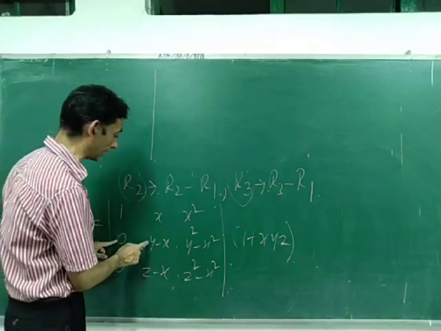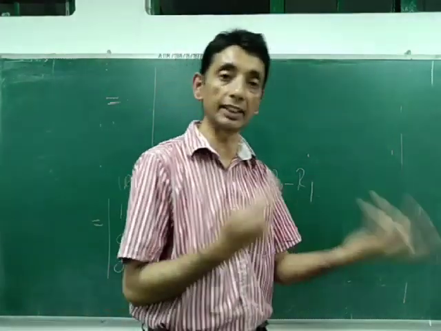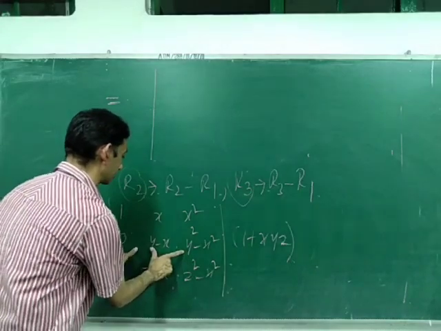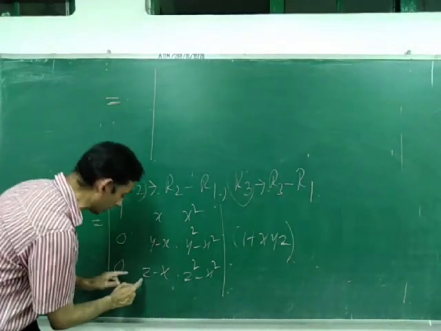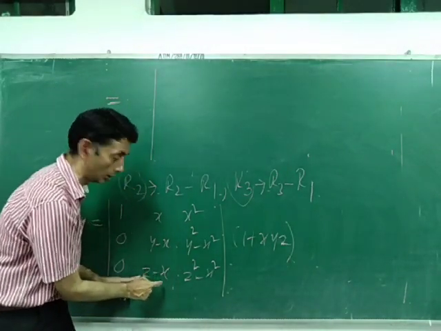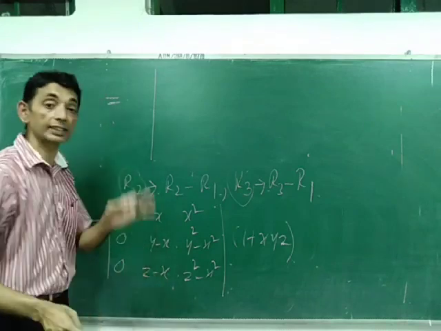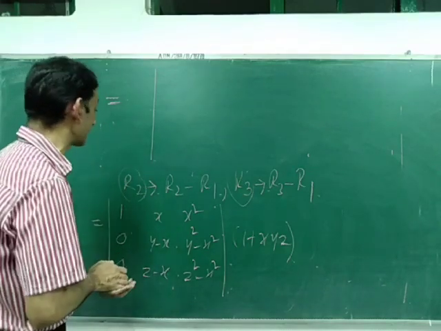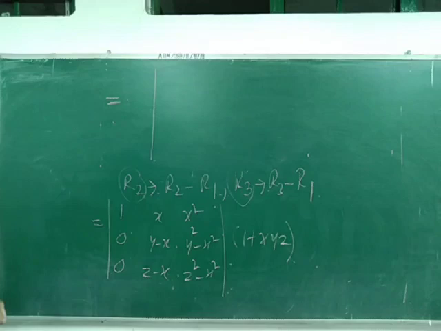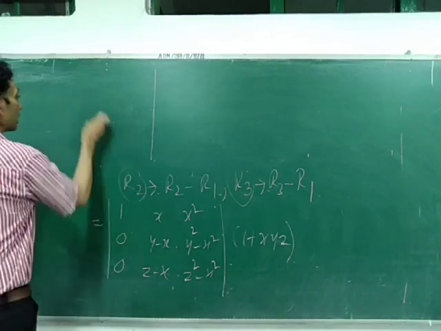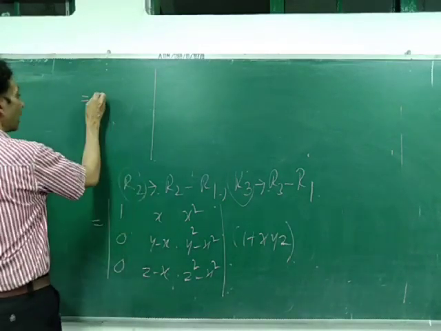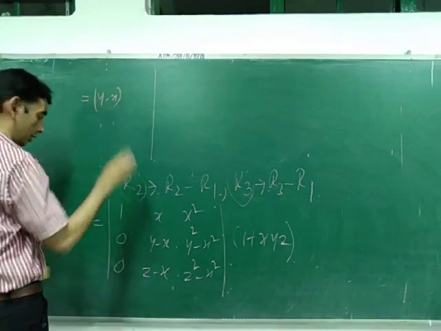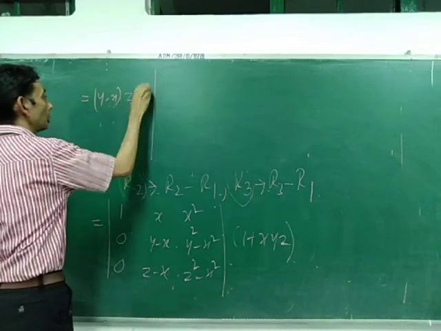When a factor is common in a row, you can take it out. So obviously we will take y minus x common from the second row. Similarly, z minus x is common in the third row. So y minus x and z minus x are the common terms which can be taken out. We are going to take y minus x and z minus x, both common.